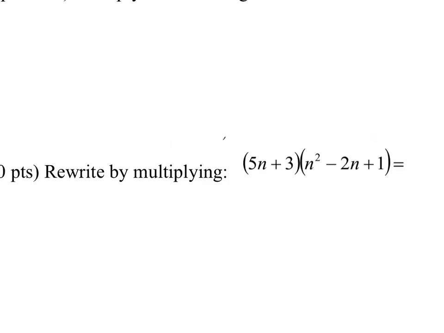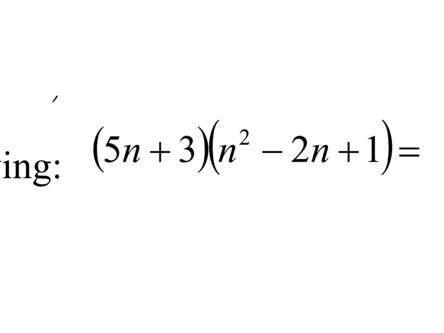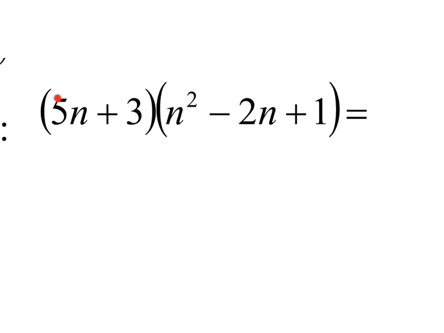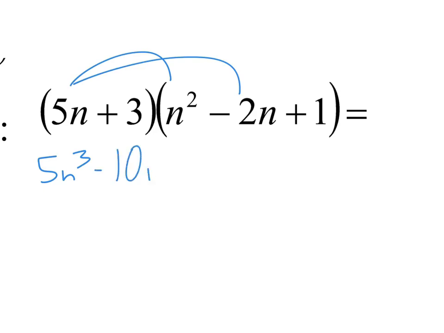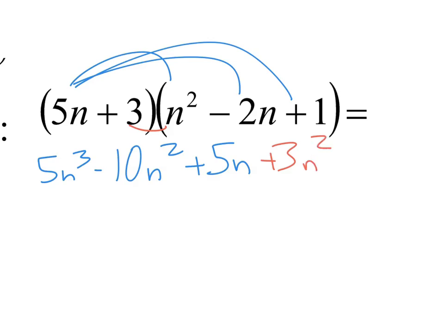Question number 2 wants us to rewrite by multiplying. So what we're going to do is we're going to multiply 5n into each of these three terms, and then 3 into each of these terms, making sure that we're combining like terms and simplifying. I know that 5n times n squared is going to give us 5n to the third. 5n times negative 2 is going to give us negative 10n squared. And then 5n times 1 is going to give us just 5n. 3 times n squared is going to give us positive 3n squared. 3 times negative 2n is going to give us negative 6n. And then 3 times positive 3 is going to give us positive 3.